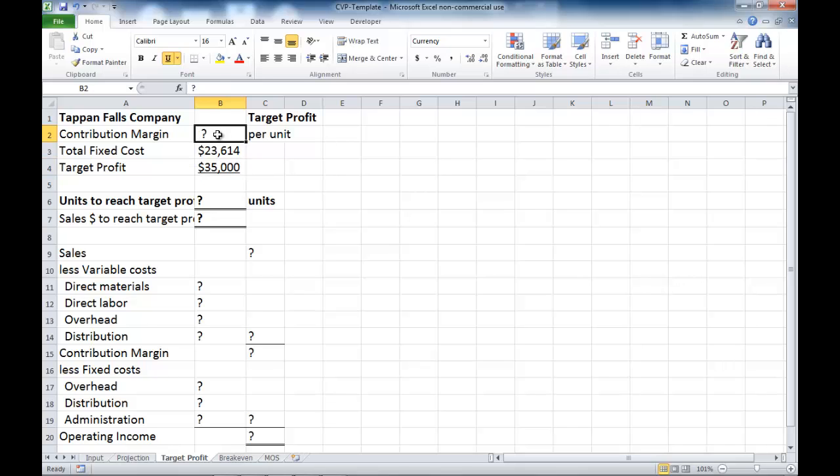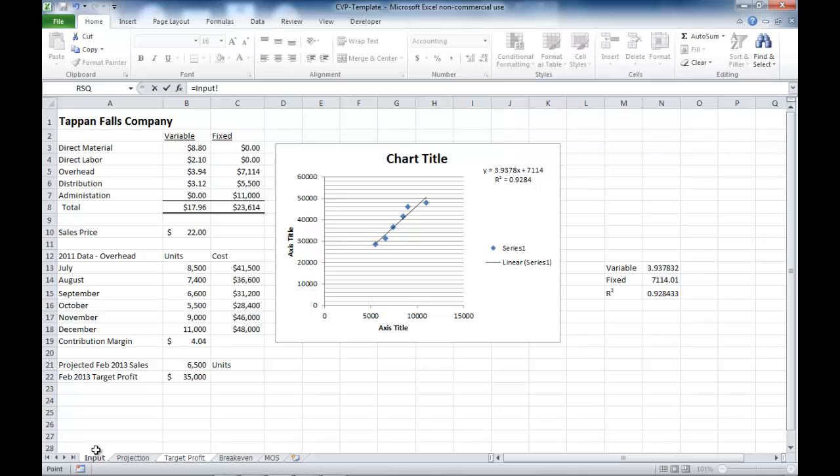And then I want to grab my contribution margin per unit off of the input sheet. Remember that $4.04 that we calculated? Let's go get that. There it is.